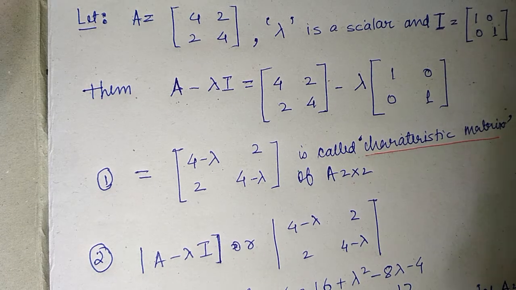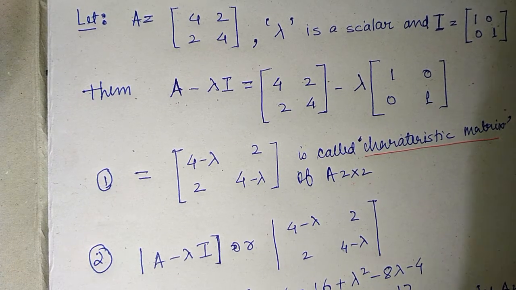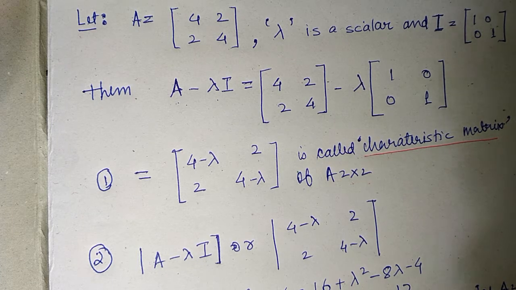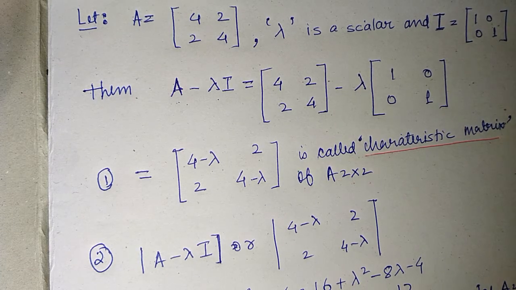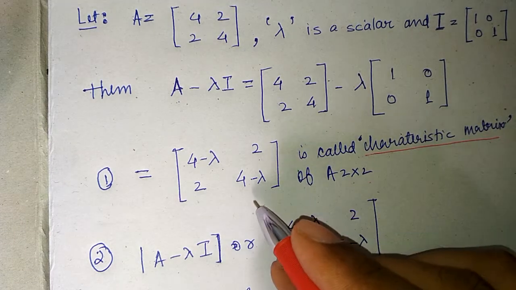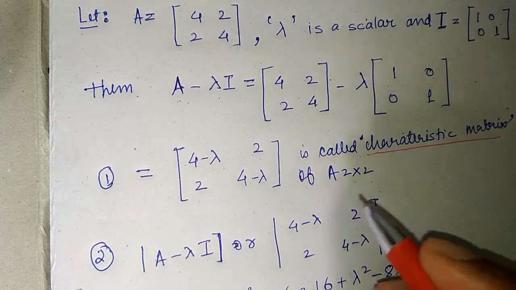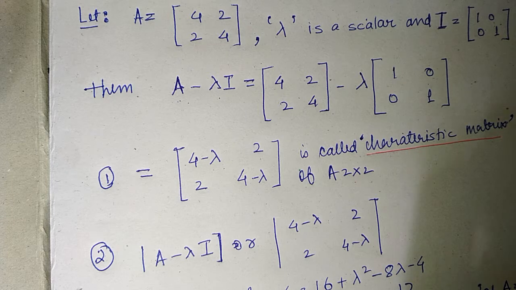So what is the characteristic matrix? The characteristic matrix is nothing but a matrix subtracted by a scalar multiple of an identity matrix, and the resultant matrix which is obtained is called a characteristic matrix.